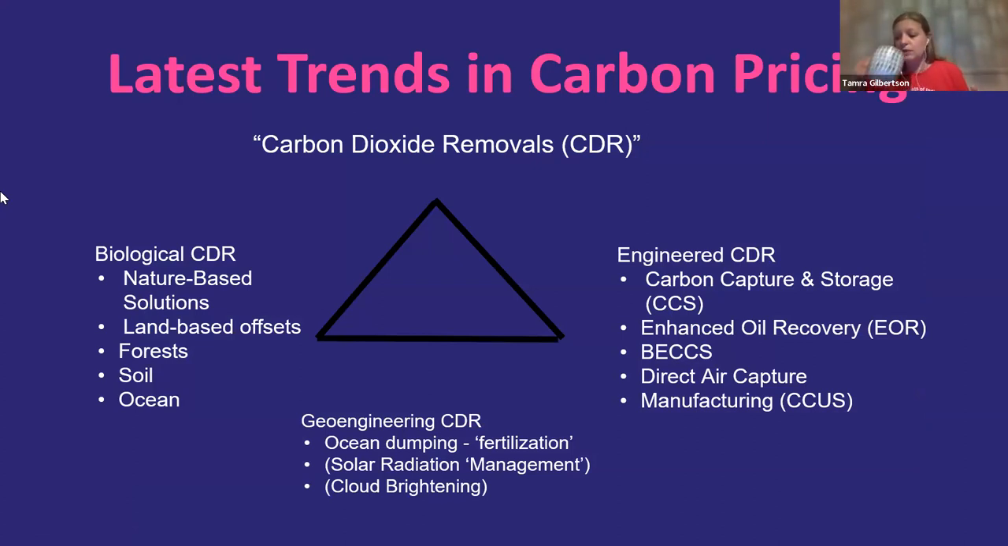So carbon dioxide removals includes these different forms: the biological CDR, which includes nature-based solutions, land-based offsets, forest offsets, soil offsets, and also, increasingly, discussions around ocean offsets. On the other side, we have engineered CDR, which includes carbon capture and storage, 96% of which is enhanced oil recovery, which is nothing new. BECCS is bioenergy and carbon capture and storage, then direct air capture, and carbon capture use and storage, which is manufacturing, things like putting CO2 in cement and other types of manufacturing. And then we have other types of ocean dumping, fertilization, which is linked to biological CDR, and other types of geoengineering like solar radiation management, cloud breaking.